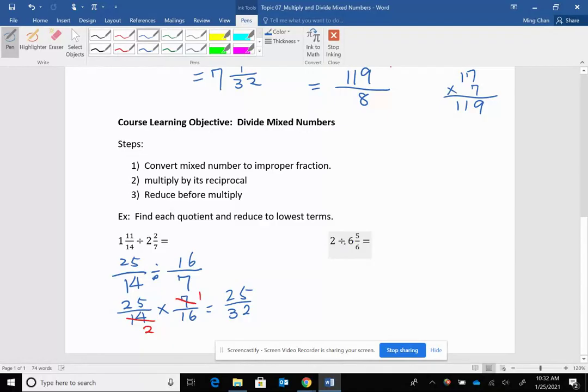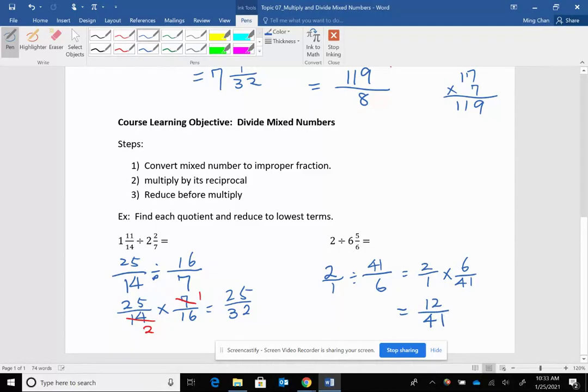All right, this one here is dividing by a mixed number. So I'm going to say 2 over 1 divided by, 36 plus 5 is 41. All right, times by the reciprocal. So the problem becomes 2 over 1 times 6 over 41. 2 and 41 cannot be reduced. 6 and 41 cannot be reduced. So the answer would just be 12 over 41.